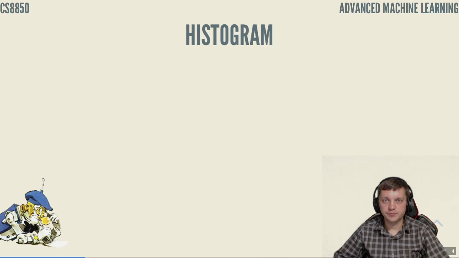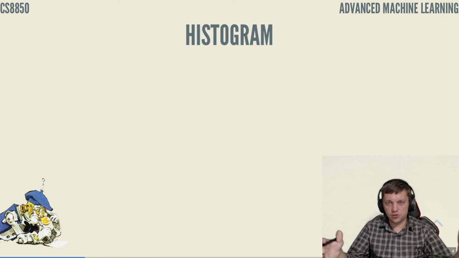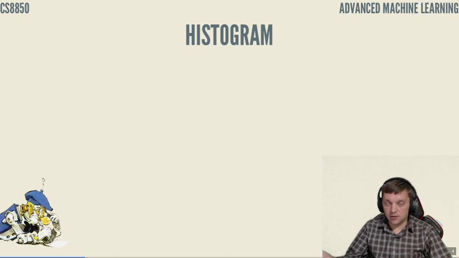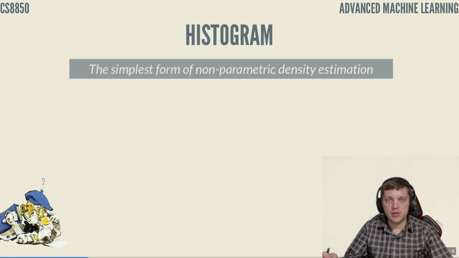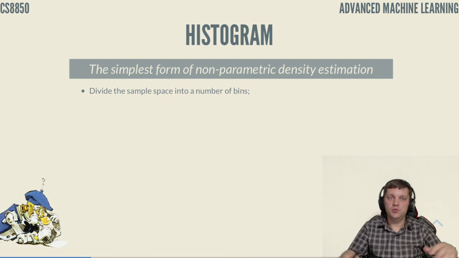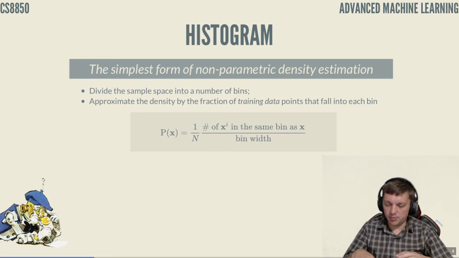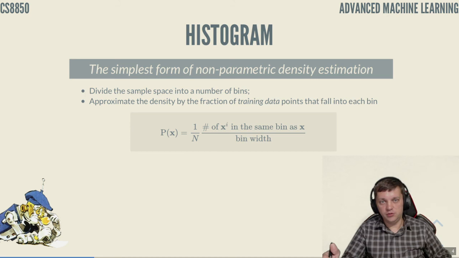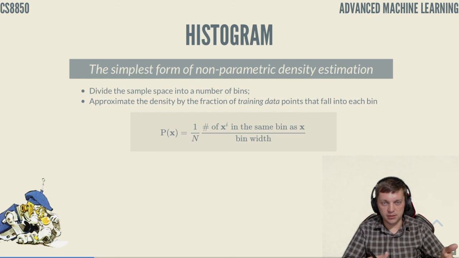So the first thing that should come to mind in a problem like that is something that you've seen millions of times: the histogram, right? The histogram is the simplest form of non-parametric density estimation. How do we compute a histogram? We divide the samples into a number of bins and then approximate the density by the fraction of training data that falls into each bin. So we have our training sample.